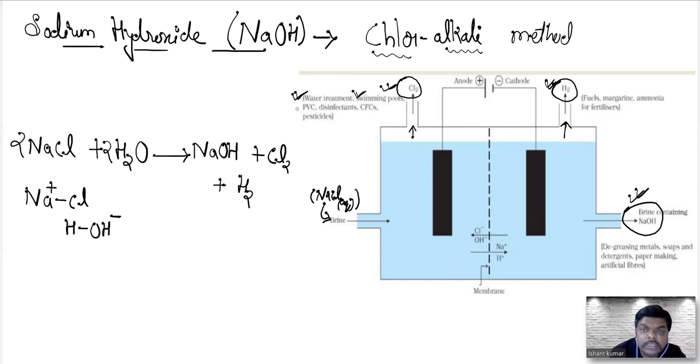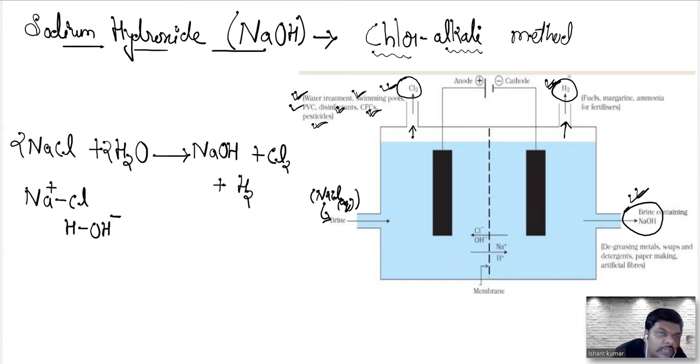Next, chlorine is used for the preparation of PVC, polyvinyl chloride, for the preparation of different disinfectants, also for the production of CFCs, chlorofluorocarbons, and for the production of some pesticides. In all these processes we are using chlorine gas.